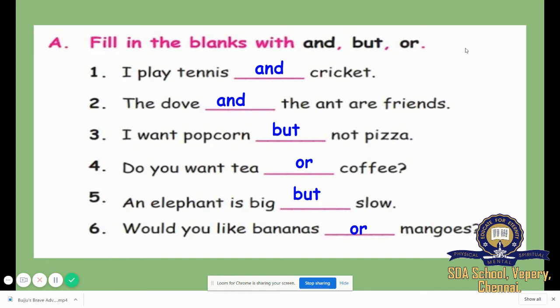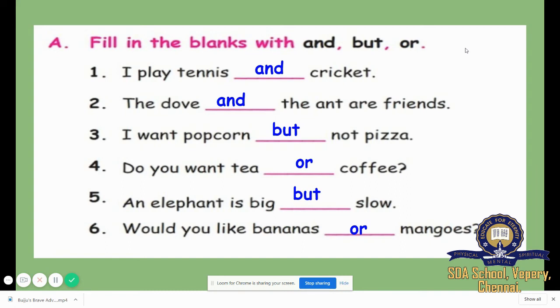In the third, I want popcorn dash not pizza. I repeat, I want popcorn dash not pizza. Here, why are we using but? Because it joins sentences that are opposites. Popcorn and pizza are not similar. They are opposite, isn't it, children? Yes. So to join opposite ideas, we use but. The correct answer is, I want popcorn but not pizza.